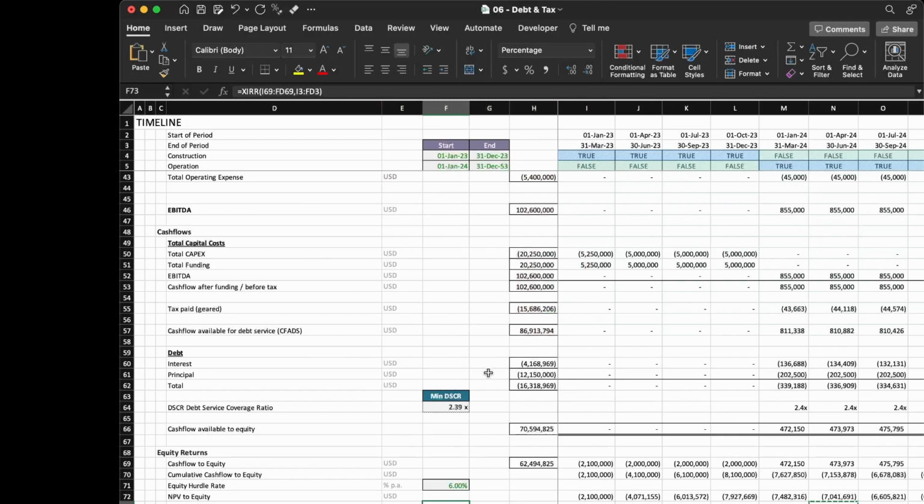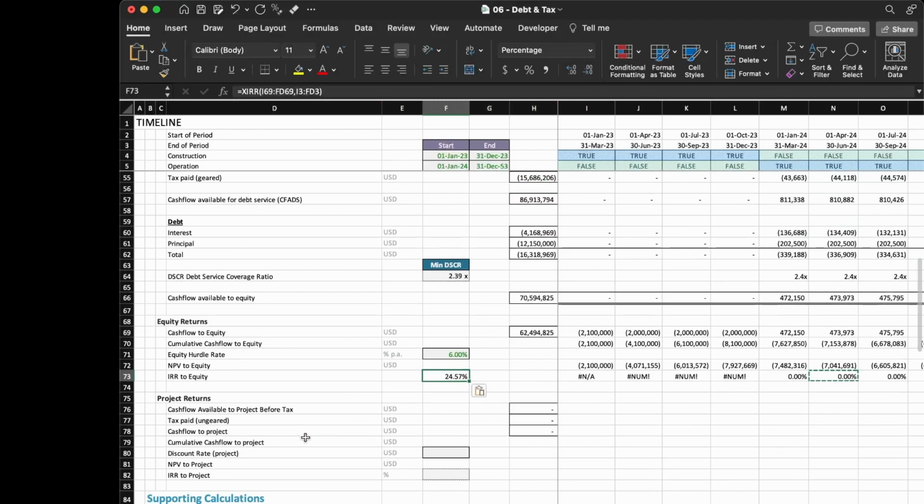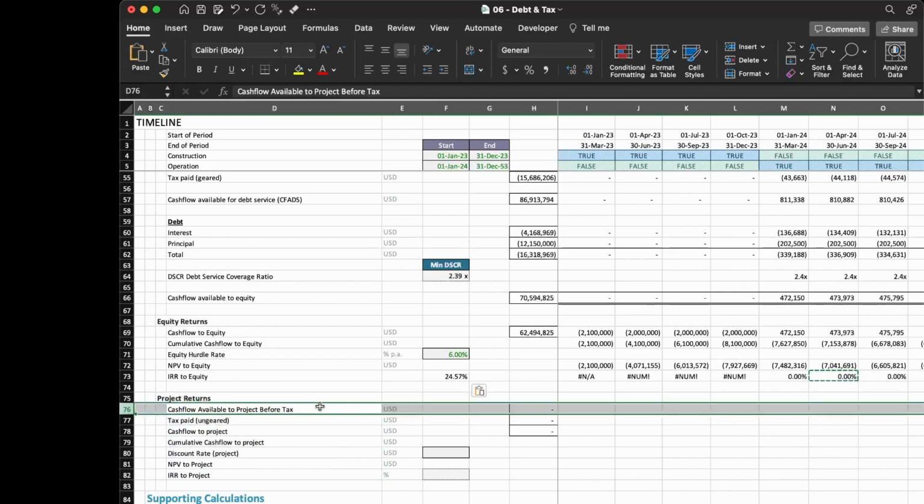Good, so we have the equity IRR. So now we're going to calculate the project returns. Let's see how that goes. So what information do we need to provide in here? The first one is the cash flow available to project before tax. Why is that? Again, watch the video on the difference between equity returns and project returns, so you can really see why we need to do it.